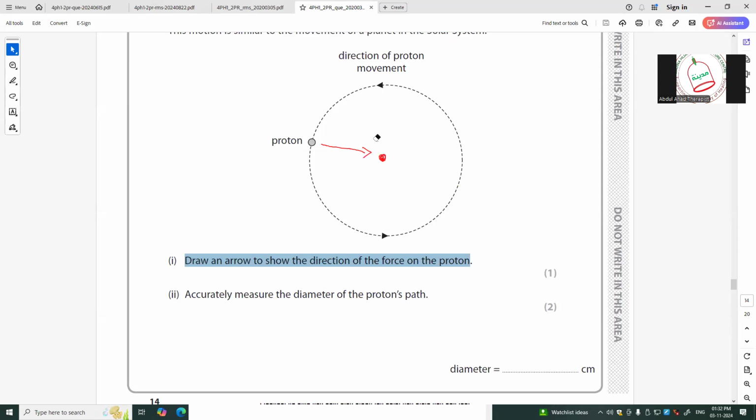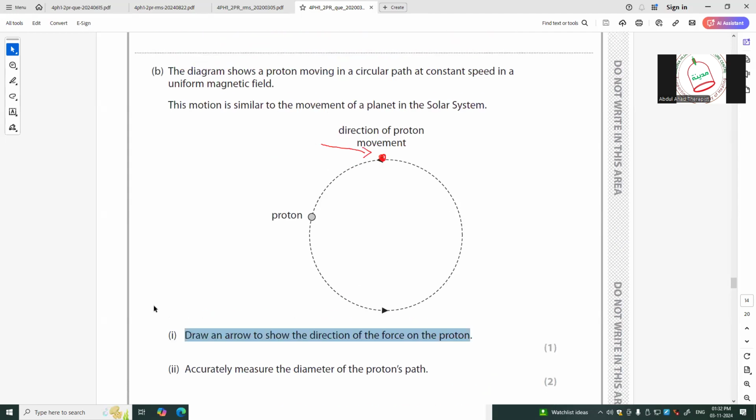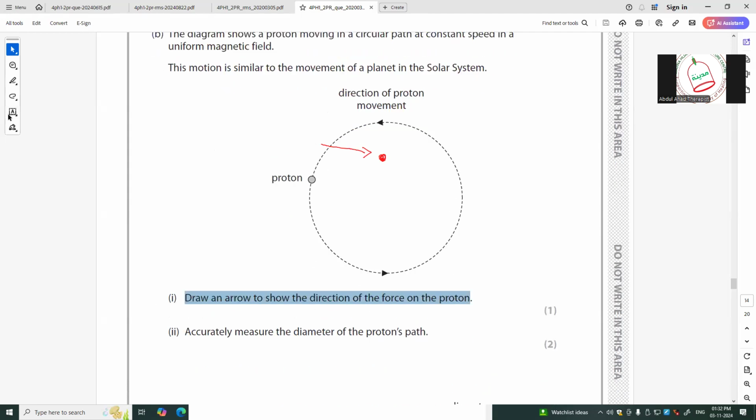So this shows that the magnetic field is pulling the proton towards it, right? And the question already mentions it is making a circular motion. It is rotating just like how a planet rotates around a star. Got it? Right.